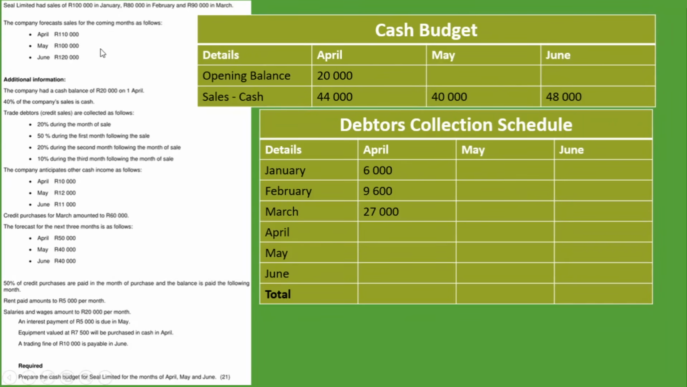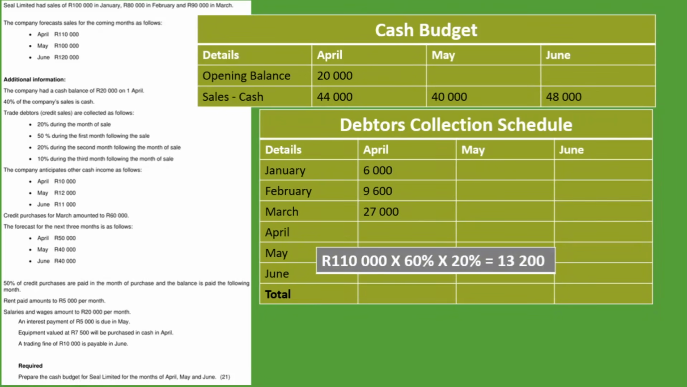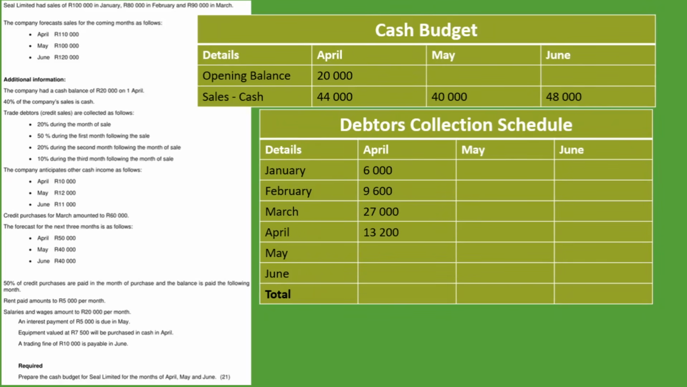So we know that in April, 110,000 rand is forecasted as the sales, and we know that 40% is on cash. So we've dealt with that one already. And then the 60%, which is on credit, we know that 20% of it will be collected in April. So we have 110,000 rand sales times 60%, the total credit sales, times 20%, which will be collected in the month of sale, which is April. We get 13,200. So we put 13,200.